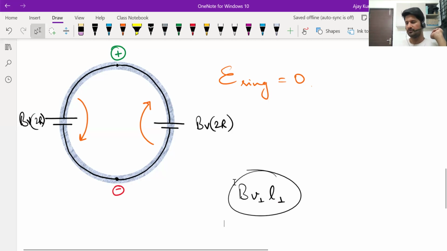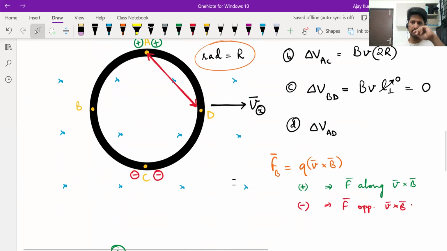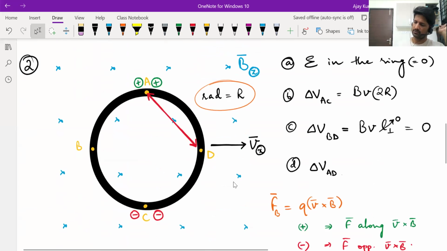Because if you remember it as BVL in the exam, like imagine yourself sitting in the final exam, in a hurry, you will directly take the total length. Total length does not always matter. So B, V perpendicular, L perpendicular is what you should be considering. Take the magnetic field B as it is.